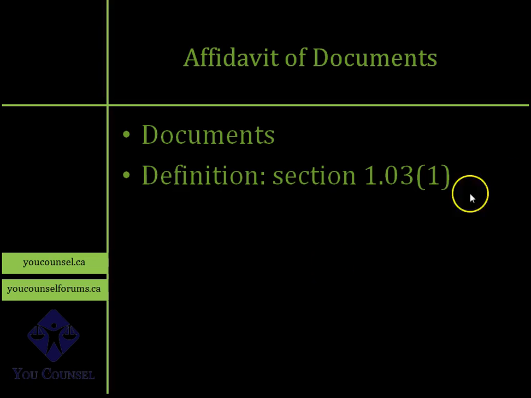Document is defined in the Rules of Civil Procedure. Section 1.03 sub 1 contains the definition of documents, which I have explained to you. So each party, on completion of the pleadings, has to serve the other party with copies of their affidavit of documents, which contains all the evidence that they have against the other party.